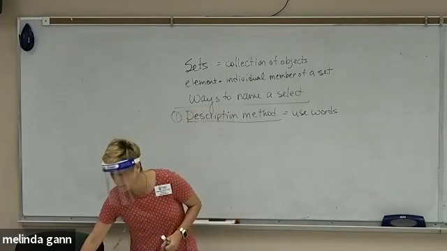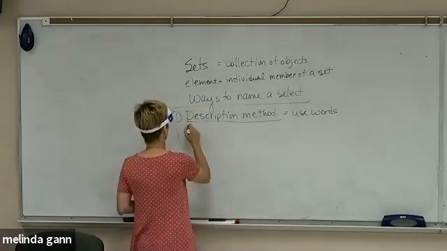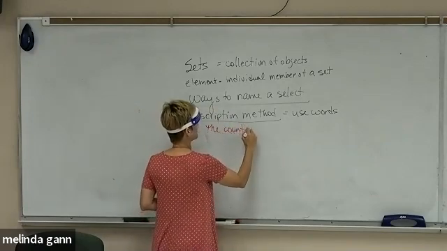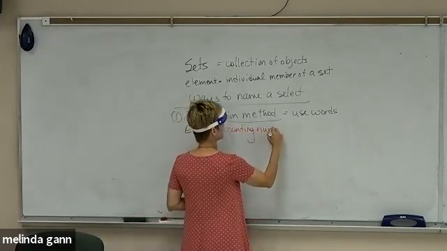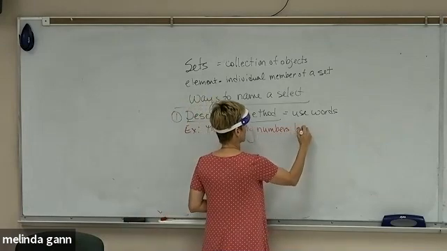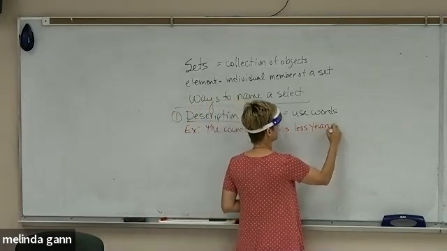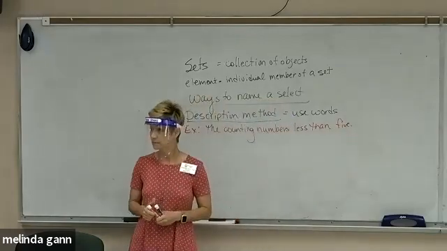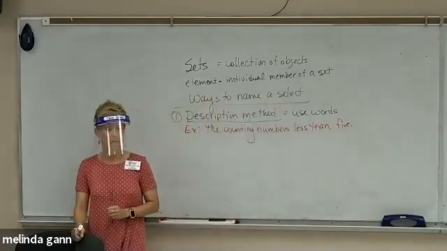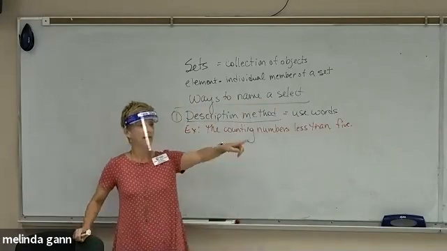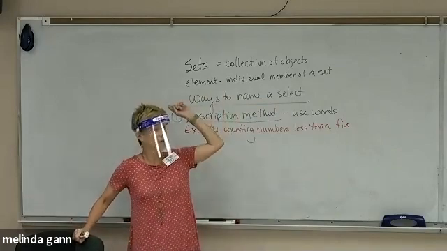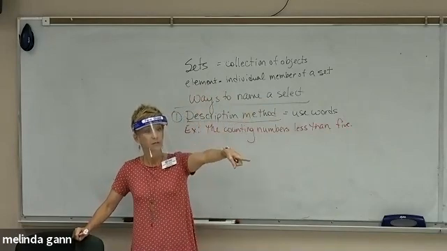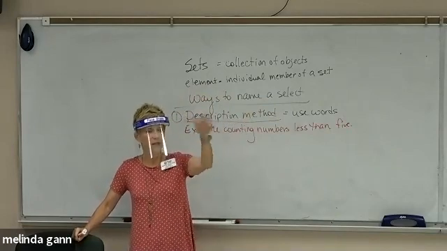So an example would be something like this. The counting numbers less than 5. Now, if I go to start counting the desks, what's the first number I start with when I count? 1. Then what do I say next? 2. Everybody with me? Those are the counting numbers.